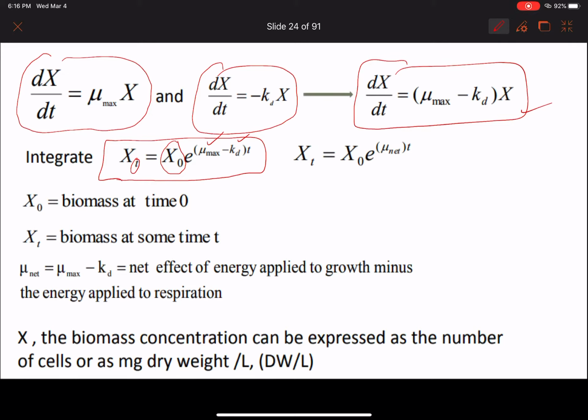And mu max minus kd, sometimes they call it mu net. So mu net is your mu max minus kd, which is the net effect of energy applied to growth minus the energy applied to respiration, okay? And of course, x also indicates biomass concentration that can be expressed as the one we showed in the first slide, milligram dry weight per liter.